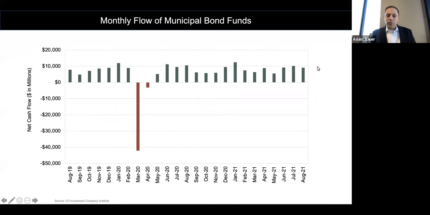In our next chart, what we're showing here is the inflows and outflows in the municipal bond funds. The green are inflows, meaning money flows into those funds. Red, it flows out. And we've continued to see a lot of investor demand for municipal bonds, which is a key factor in maintaining those low interest rates.